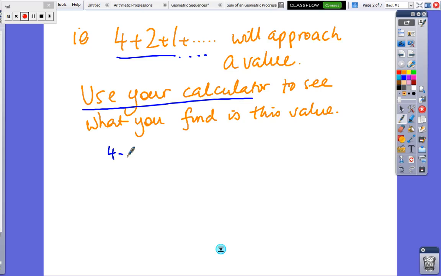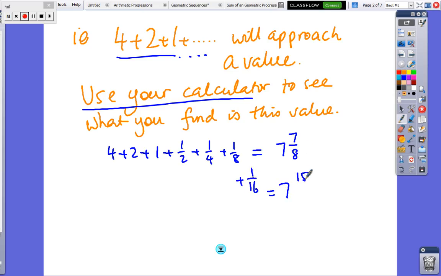Okay, so we're back. So we've got 4 plus 2 plus 1 plus a half plus a quarter plus an eighth. If you add those terms up, you get 7 7/8. Then the next number would be 1 over 16, so the answer would be 7 15/16. The next number would be 1 over 32, so the answer is that. So the answer's getting bigger and bigger, but not by a lot. As you add terms, the terms are getting smaller, and eventually you could guess that the number's going to approach the value of 8.